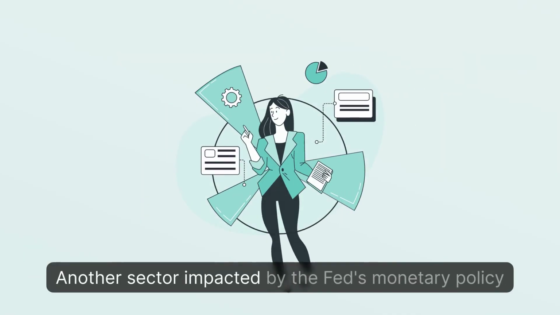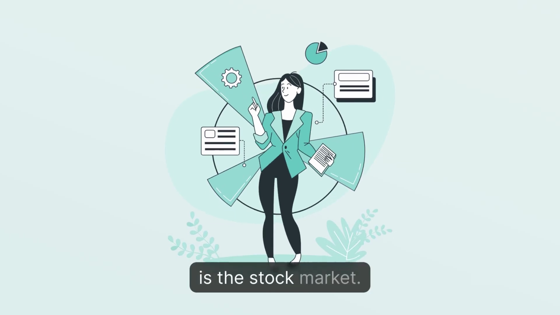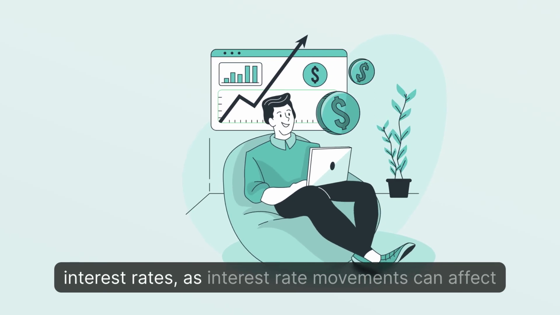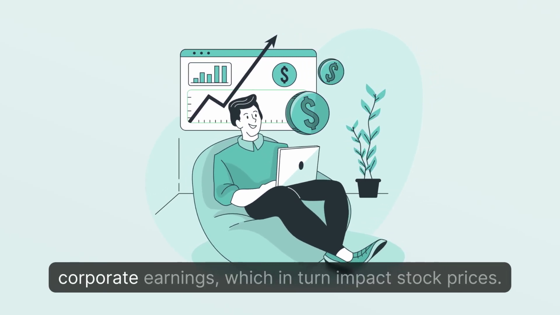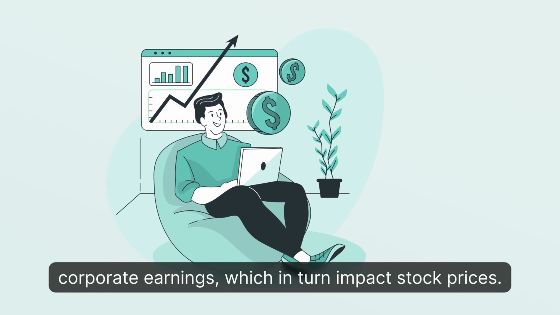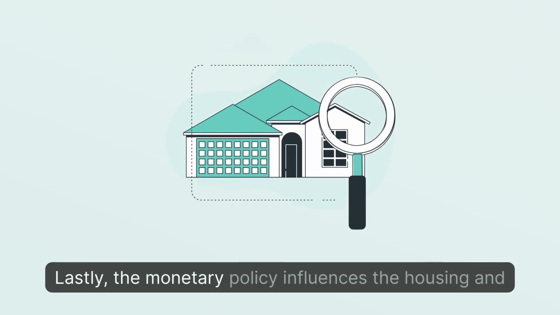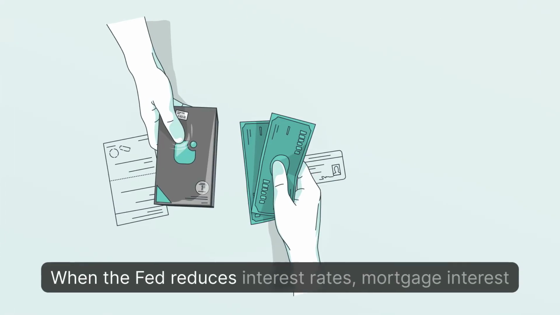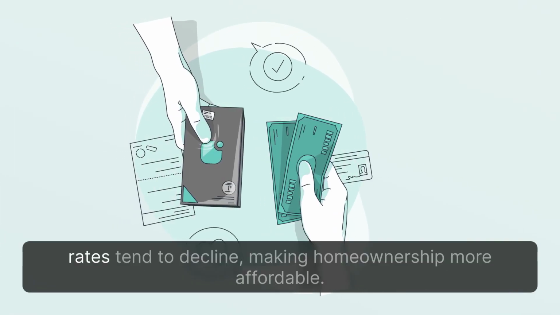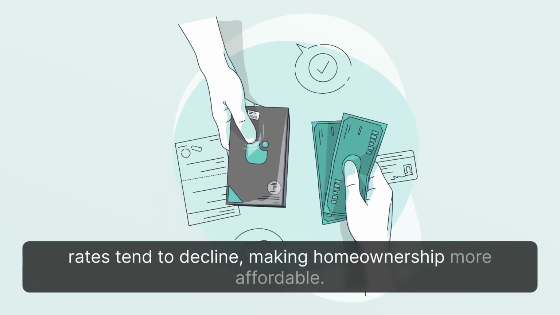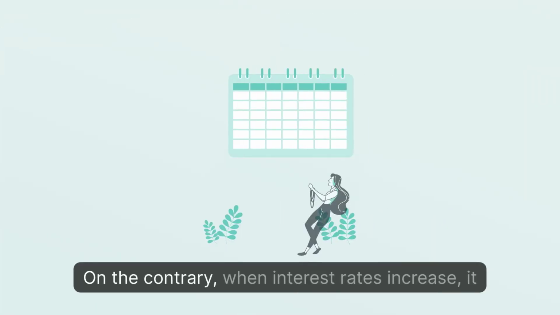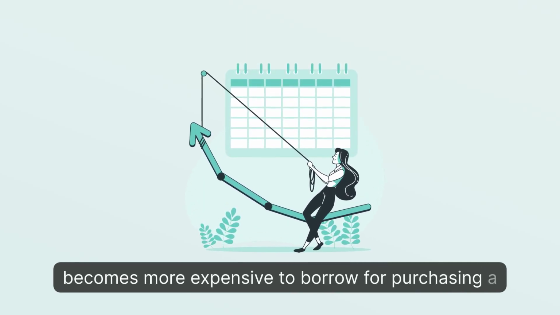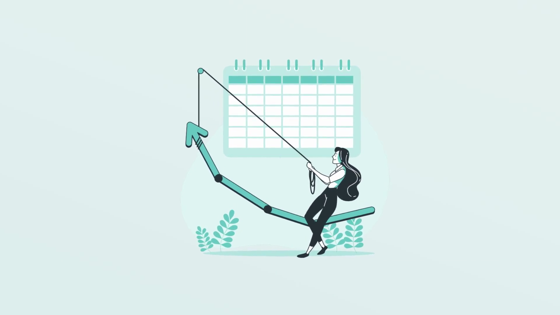Another sector impacted by the Fed's monetary policy is the stock market. The stock market is sensitive to changes in interest rates, as interest rate movements can affect corporate earnings, which in turn impact stock prices. Lastly, the monetary policy influences the housing and mortgage markets. When the Fed reduces interest rates, mortgage interest rates tend to decline, making homeownership more affordable. On the contrary, when interest rates increase, it becomes more expensive to borrow for purchasing a house, reducing demand.